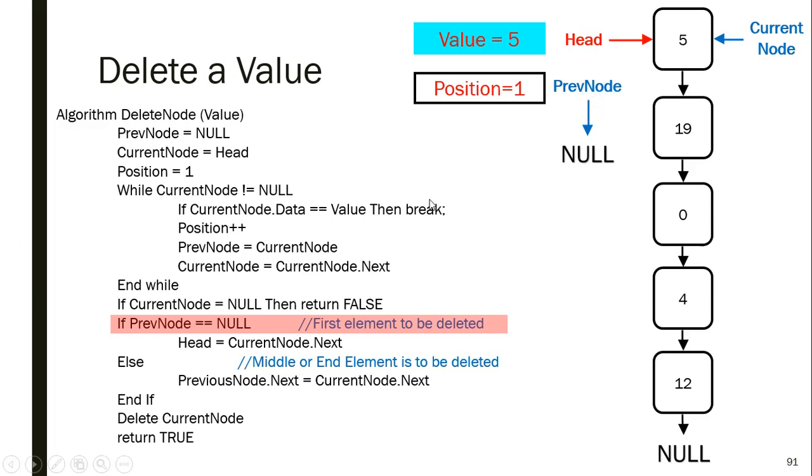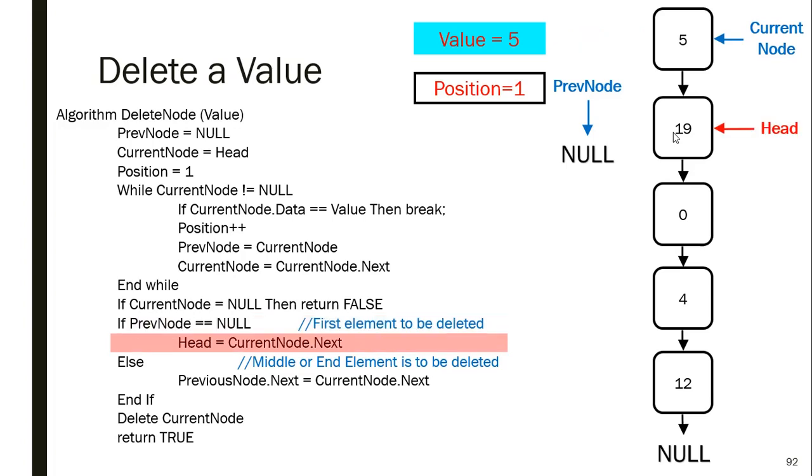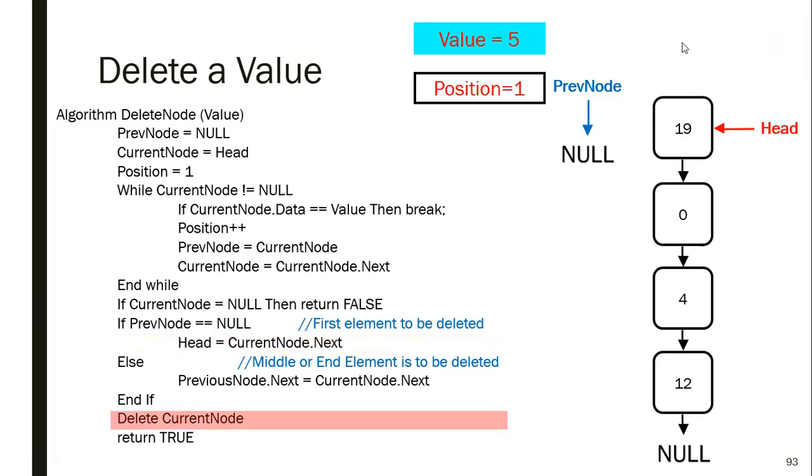So there is just one thing we will do. Head will be pointing... so see, we are going to delete this 5. It means the first value in the list will be 19. So head must point to this 19. So head will be pointing to current node dot next, or you can say head dot next. It will be same. So now the start of the list will be 19. So what to do with this 5? We will delete it. So memory will be free and we will return true.